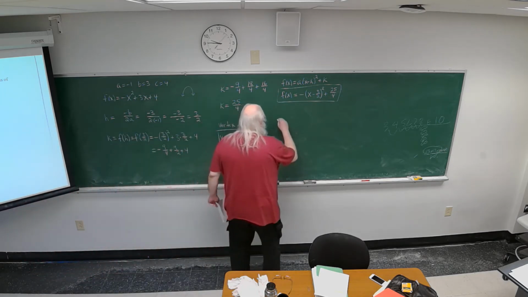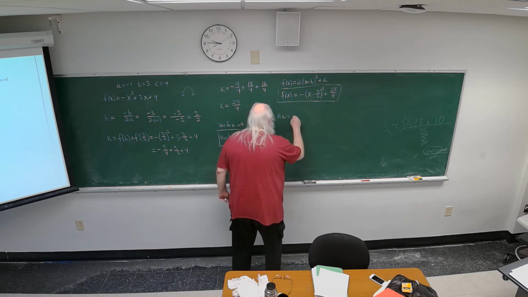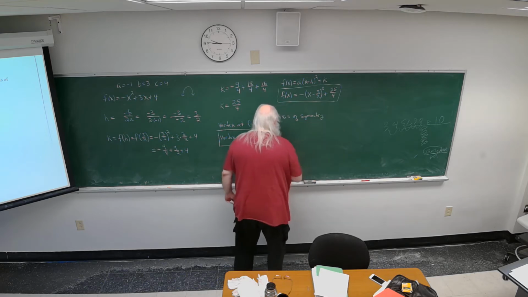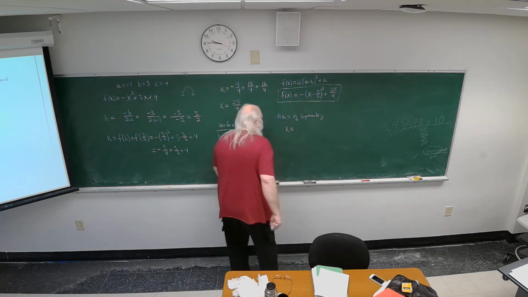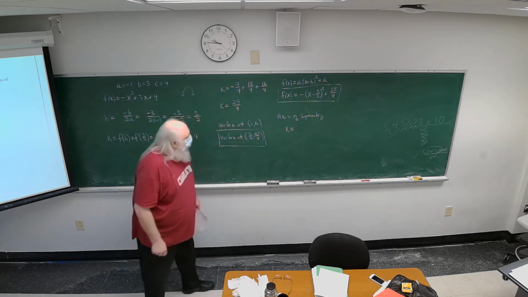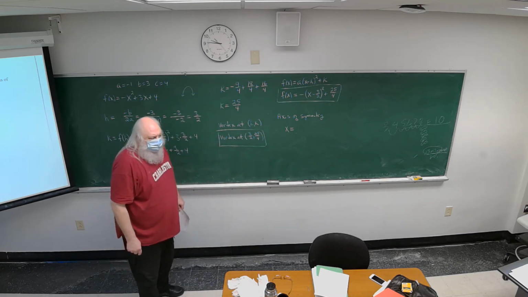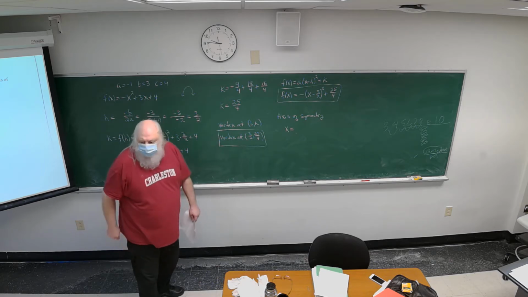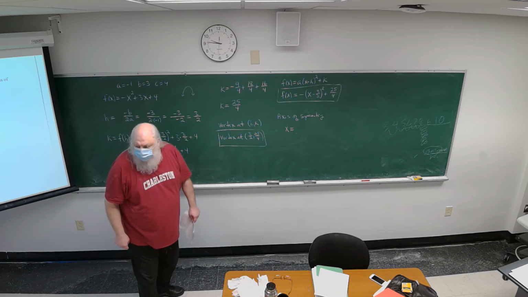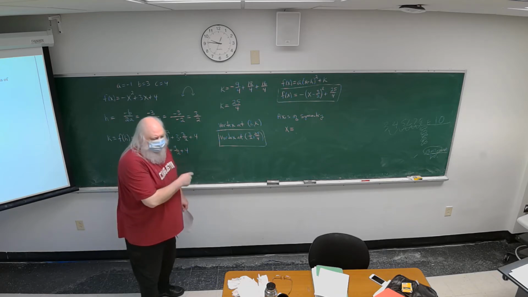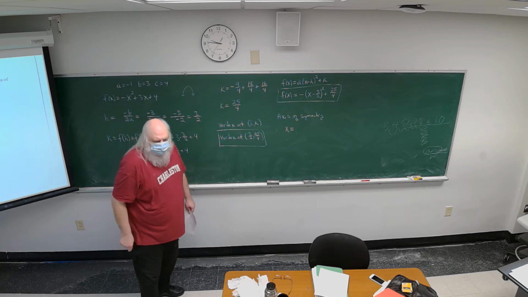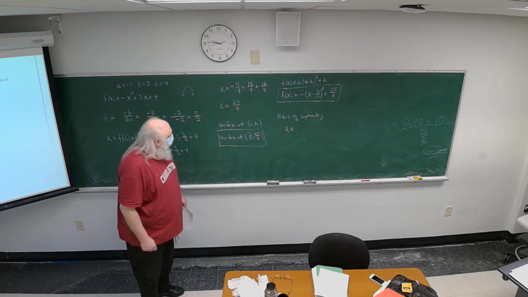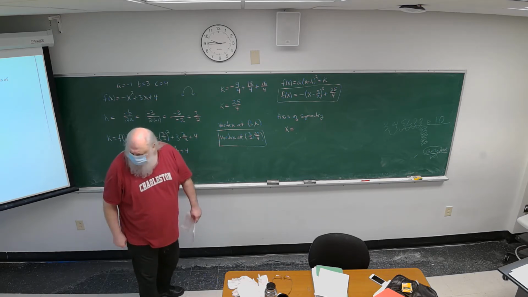Axis of symmetry. Axis of symmetry is a vertical line that goes through the vertex. And the equation for a vertical line is x equals something. x equals what in this case? What's the equation of the vertical line that goes through the vertex? Is x equals 1? Nope. x equals 2? Yeah. Where'd you get 1? Just guess it?